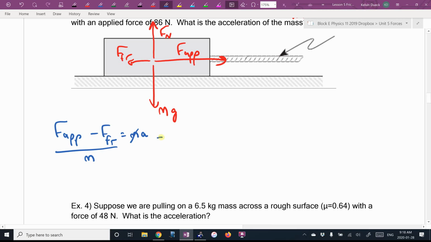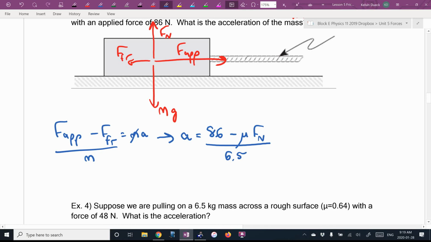Alrighty, here we go. So A is going to be F applied. I know F applied, it says it's 86. Just lifted that right from the question. Minus friction. Friction is what times what? Why, that's mu times the normal force, our new friction equation, all over 6.5. What's mu? 0.64. I don't know the normal force. Oh, but look. I know another force the same size as the normal force.